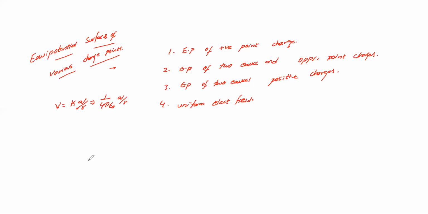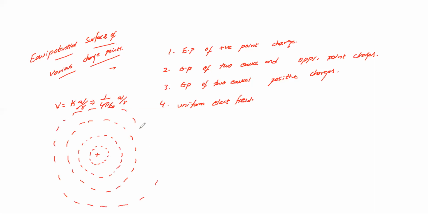So here I'm taking a positive charge, one single point charge. It will have some field around it, and in a spherical format it will have some equipotential surfaces. Remember, at similar distances, they will not intersect with each other. So these are nothing but equipotential surfaces for a single point charge. These dotted lines we call equipotential surfaces. They won't intersect with each other.